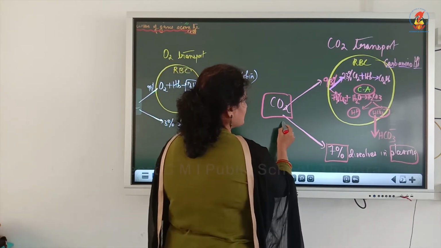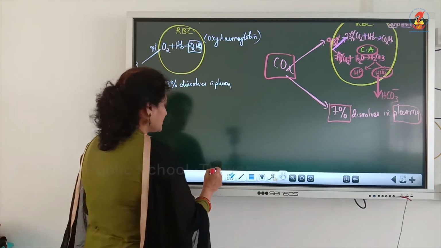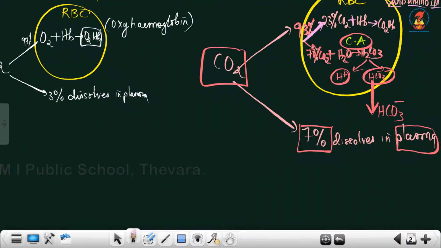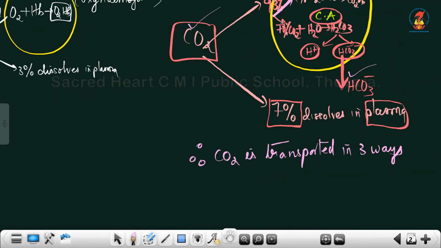So, once you complete this diagram and explain the different associations, you have to conclude. Therefore, carbon dioxide is transported in how many ways? Look at the ways. In 3 ways. One as carbon dioxide itself in the plasma. Two as bicarbonates in the plasma. And third as carbaminohemoglobin in the RBC. So, that should be specifically written.